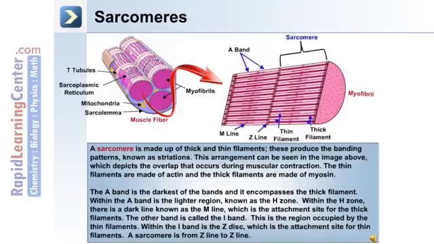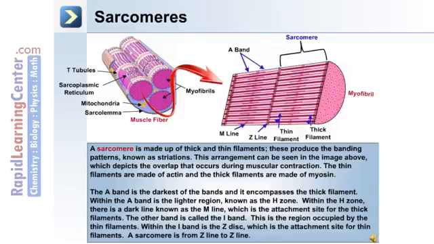The functional unit of contraction in skeletal muscle are the sarcomeres. This image depicts a blow-up of a sarcomere. The sarcomere spans from one Z-line to the next, and in the sarcomere are thick and thin filaments, which overlap during contraction. This overlap makes up the A band. A sarcomere is made up of thick and thin filaments that produce the banding patterns known as striations. This arrangement can be seen in the image above, which depicts the overlap that occurs during muscular contraction.